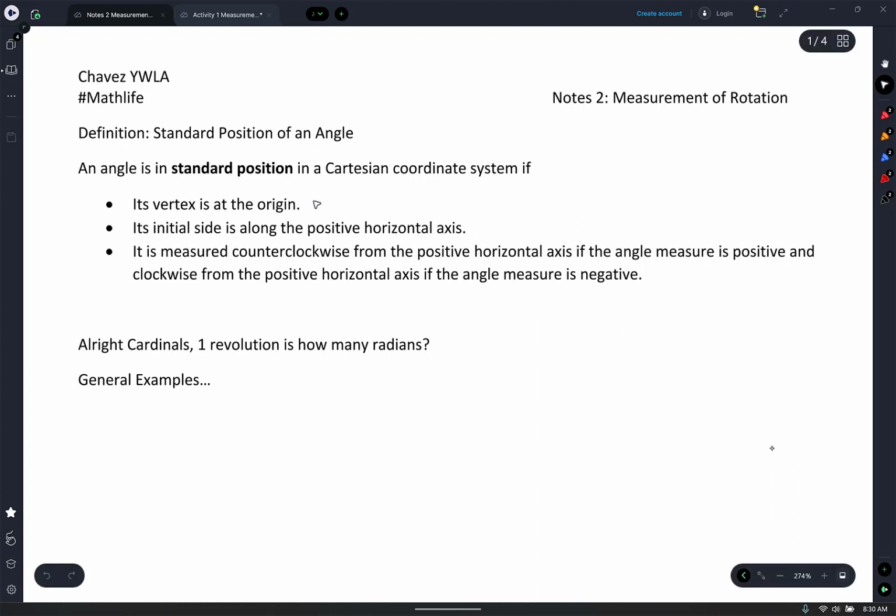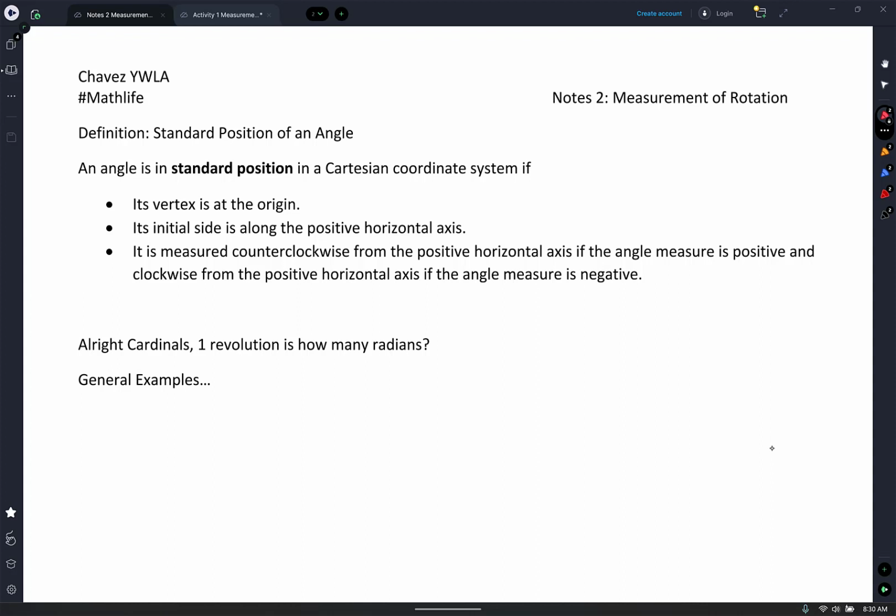An angle is in standard position in a Cartesian coordinate, all that means is an XY coordinate grid, if its vertex is at the origin and its initial side is along the positive horizontal axis. It is measured counterclockwise from the positive horizontal axis, the angle measure is positive, and clockwise from the positive horizontal axis, the angle measure is negative. Okay, relax. I'm going to show you what that means visually.